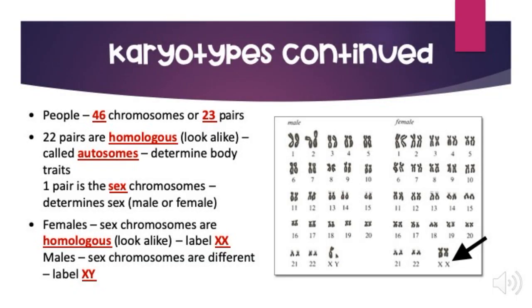Again, just to reiterate that, think of pairs as you can have one pair of shoes. That means you technically have 2 individual shoes. So 23 pairs of chromosomes in humans, 46 individual chromosomes that contain information.